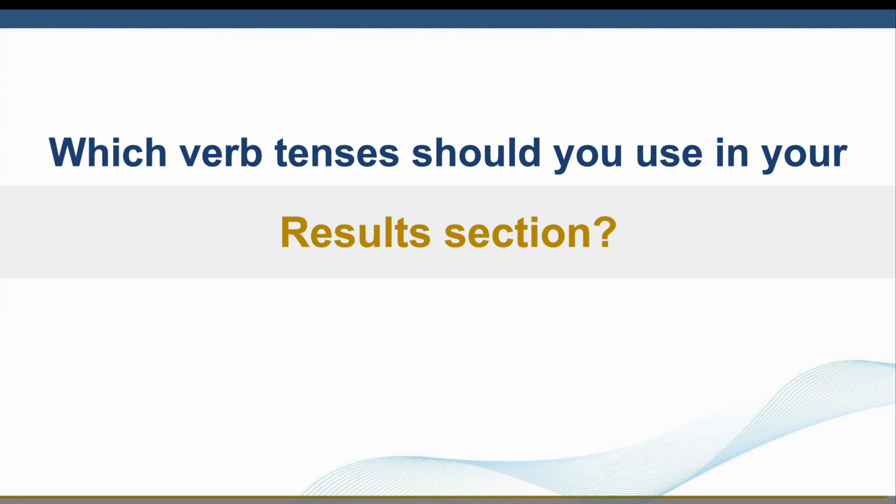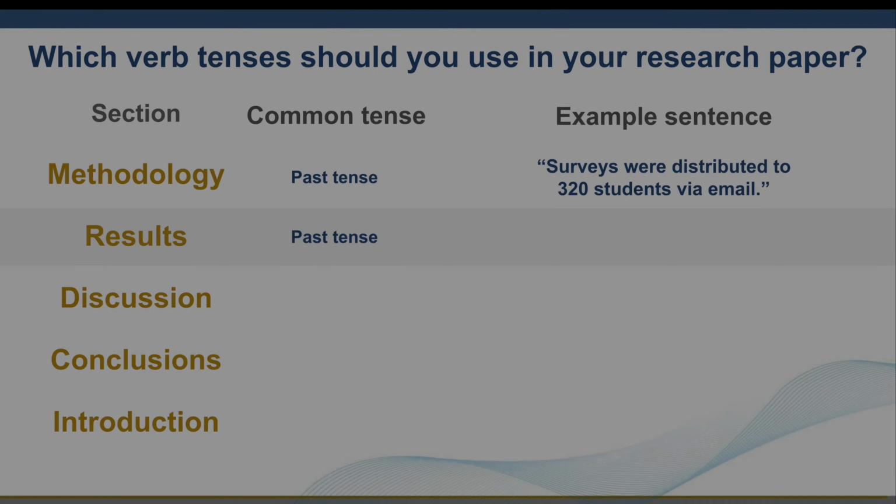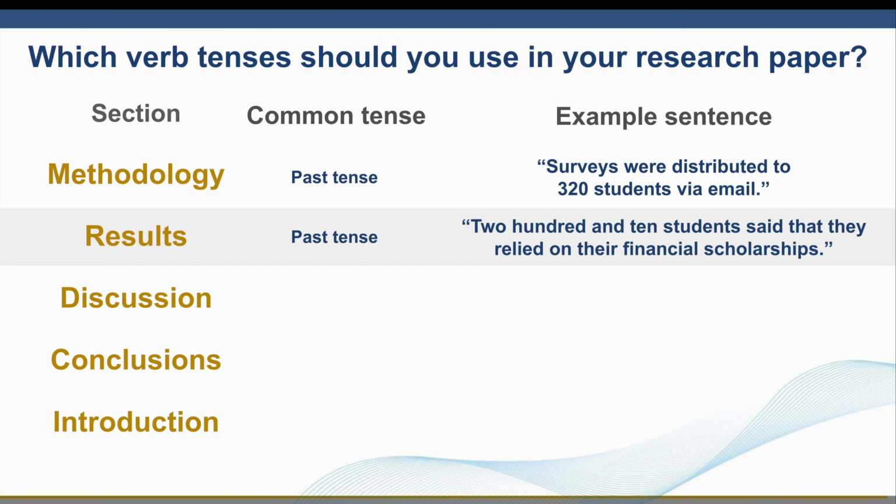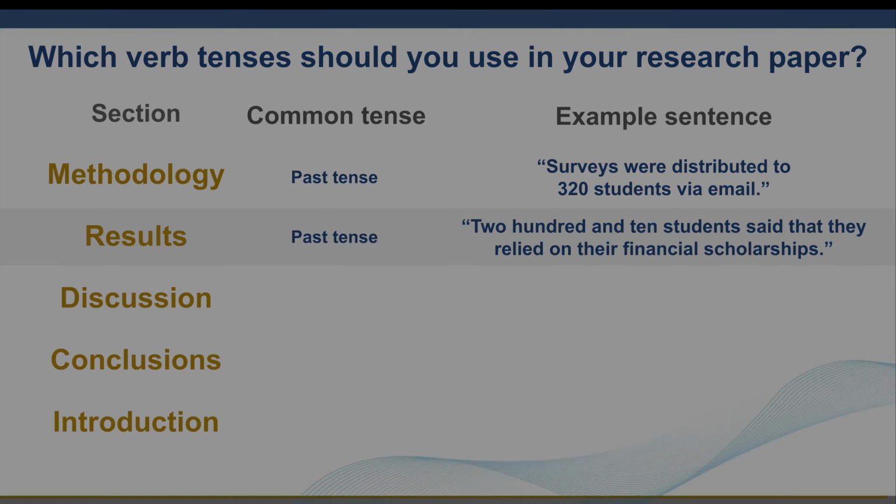Which verb tense should you use in your results section? Your results section should be written in the past tense as your research has already been conducted. For example, 210 students said that they relied on their financial scholarships.